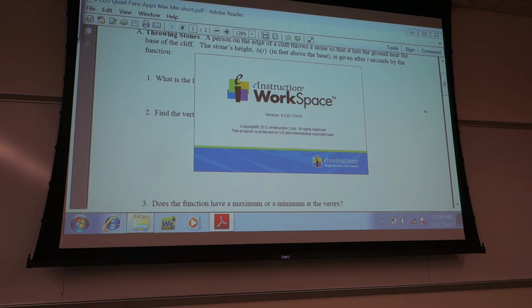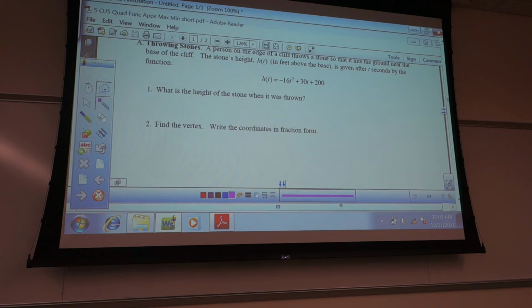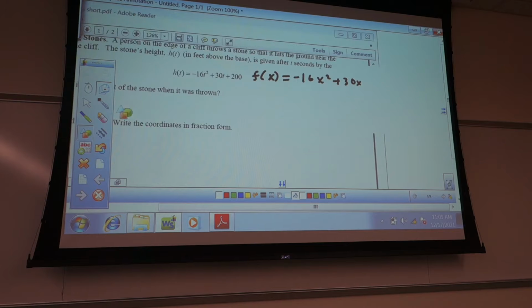Sorry, just taking a little bit, should have done this before. So if you want, you can totally do f of x is equal to negative 16x squared plus 30x plus 200. So you can just write that down.